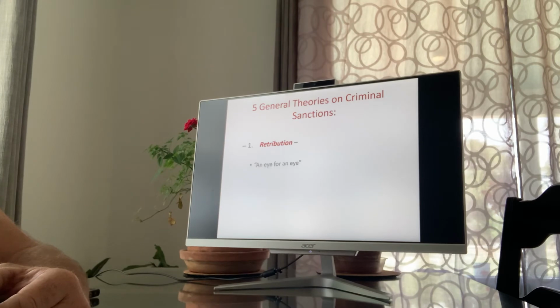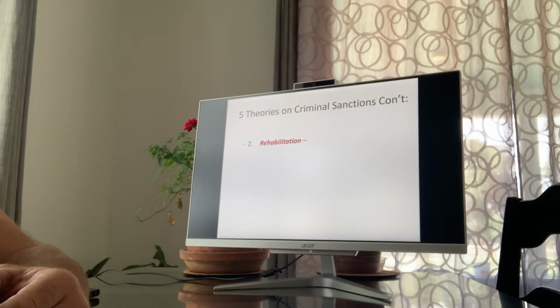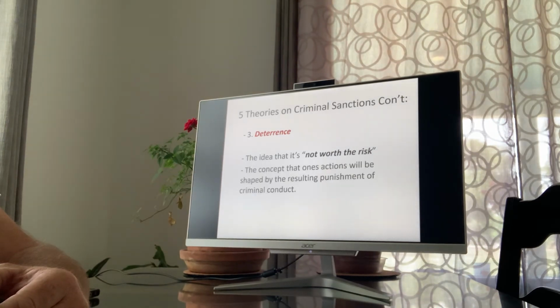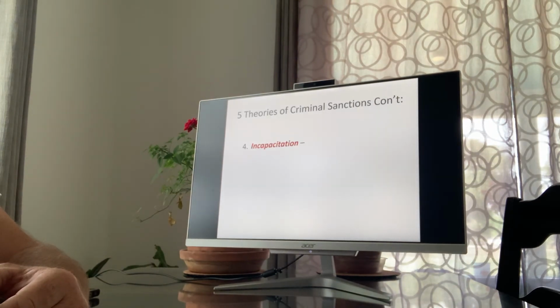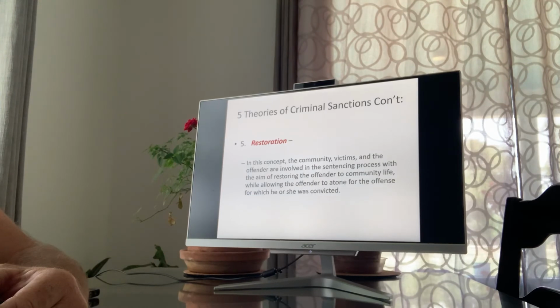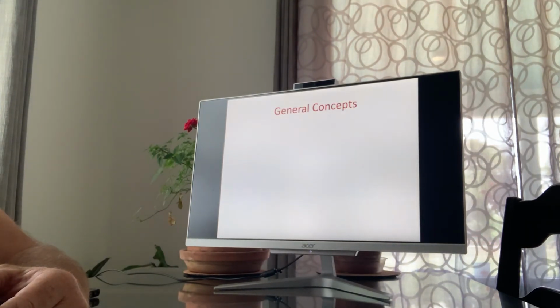So retribution, what does that mean? Rehabilitation often includes the term probation. Know what rehabilitation is. Deterrence. And then incapacitation. And finally, restoration. Understand these theories, the general concepts.